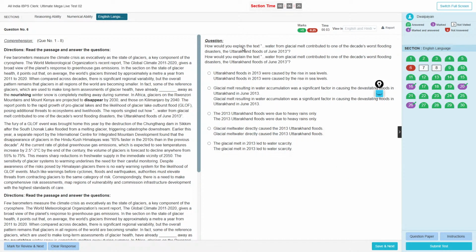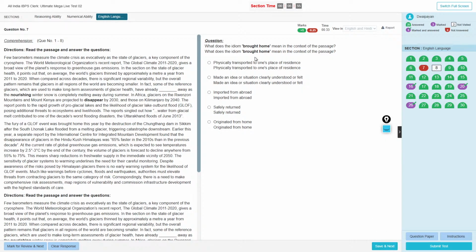How would you explain the text: water from glacial melt contributed to one of the decade's worst flooding disasters? Uttarakhand floods were caused by the rise in sea levels. Glacier water accumulation was a significant factor in causing devastating floods. Heavy rains only? But in Uttarakhand, it was like a cloudburst rain, right? So this was also a significant factor, melting of glaciers.